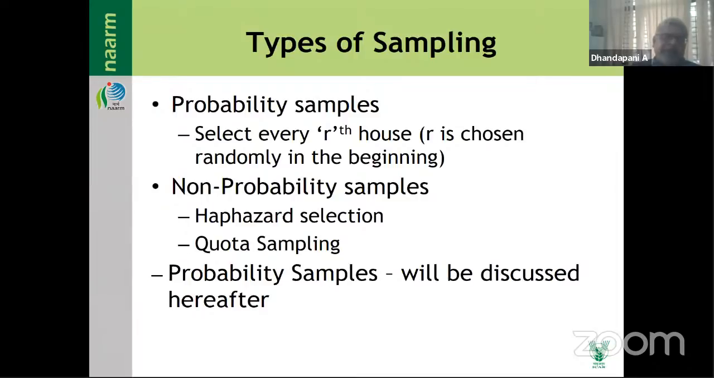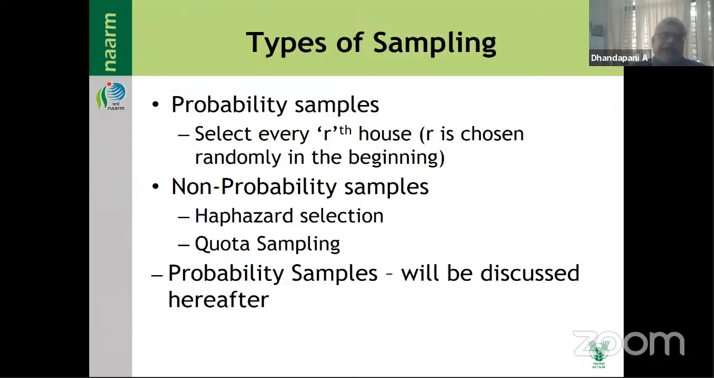But typically, many times people use what is called a non-probability sample. That is, you go and select as per your wish. Sometimes they will use fancy names also. They are typically used in market surveys. Market surveys conducted by many private companies will have what is called quota sampling or other things. So these are called non-probability samples, but typically we don't consider these as a scientifically designed survey.